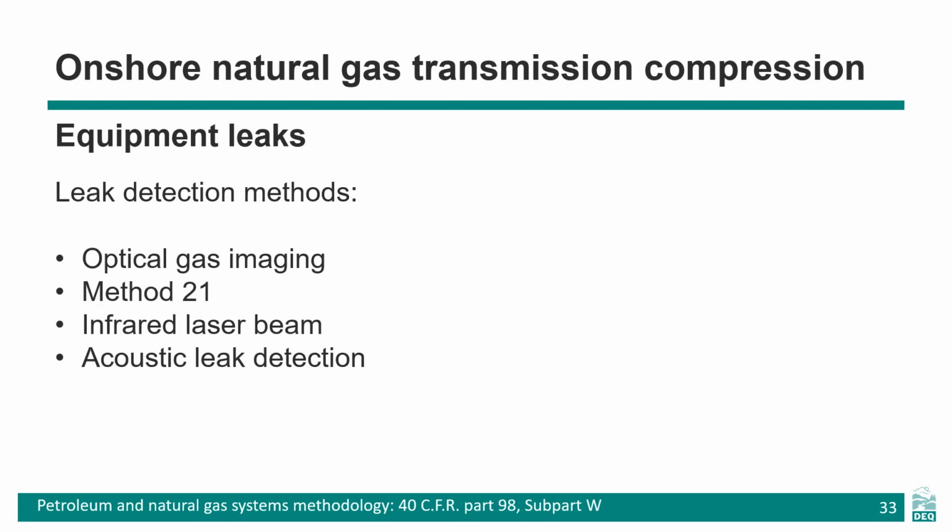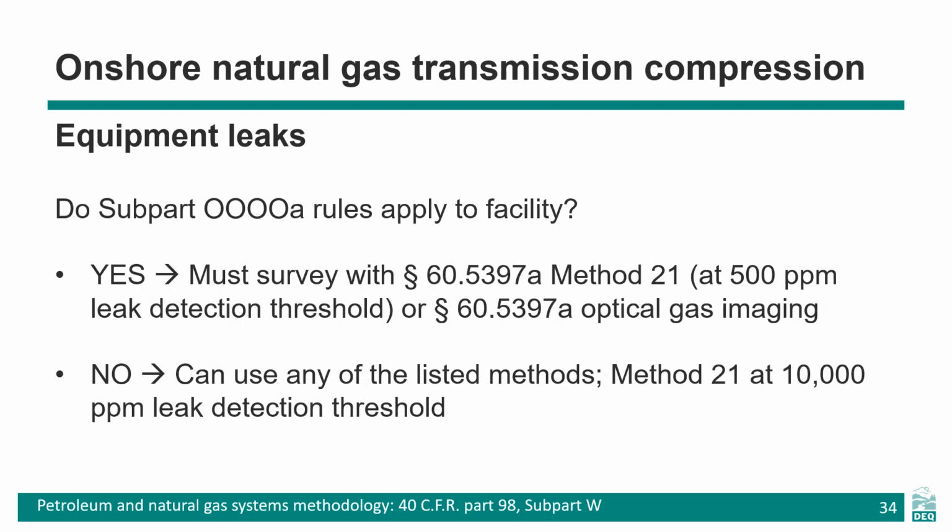Leak detection can be done using optical gas imaging, Method 21, an infrared laser beam illuminated instrument, or an acoustic leak detection device. Note that there are additional survey requirements under Subpart OOOOa if the compressor station was constructed or modified after September 18, 2015. In this case, leaks must be detected by optical gas imaging or a modified Method 21 that uses a 500 parts per million leak detection threshold instead of 10,000 parts per million.